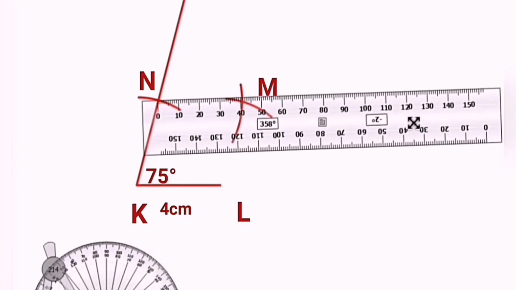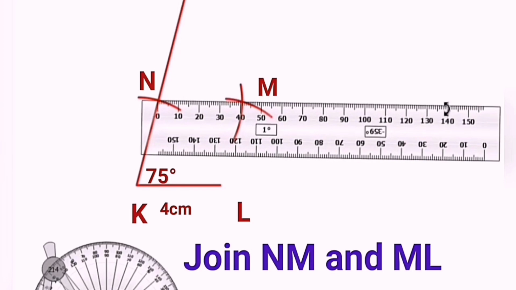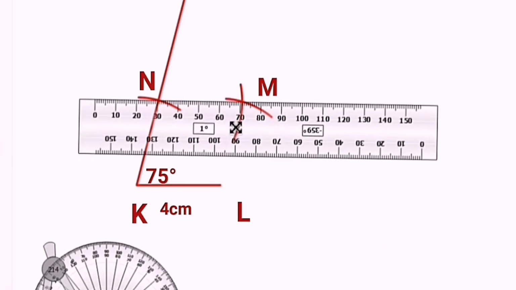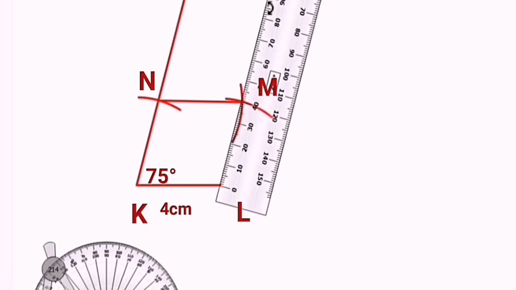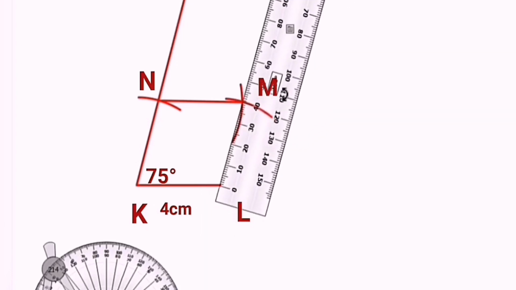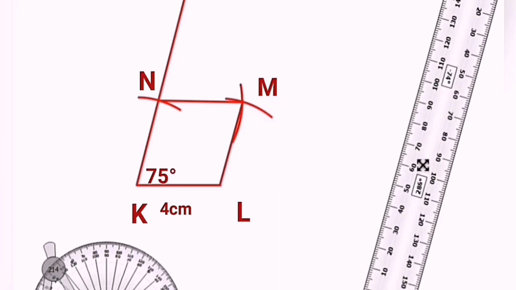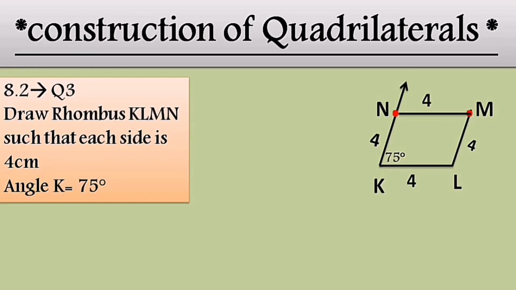Once the point M is also located by marking 4 centimeter from points L and N, now the time has come to join those points, that is draw segment NM, then draw segment LM, and once you have drawn it, your rhombus is completed. Do not forget to mention important details in the diagram the way you're looking at it.